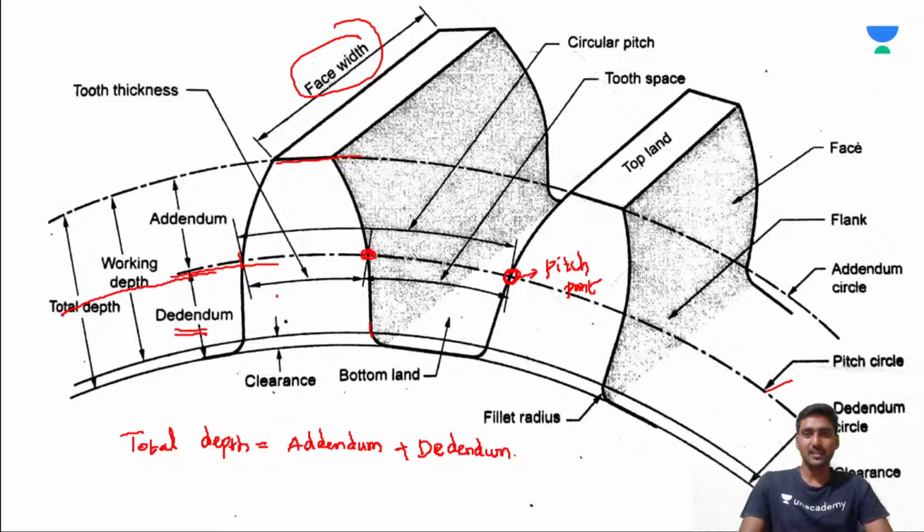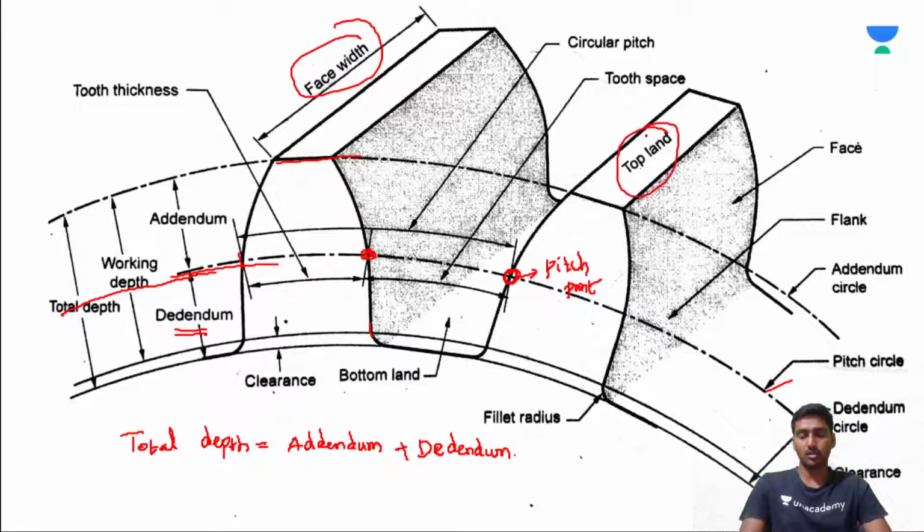Next one, circular pitch: the distance measured along the pitch circle from one point on a tooth to the same point on the adjacent tooth is called the circular pitch. Now the space between two teeth is called the tooth space.